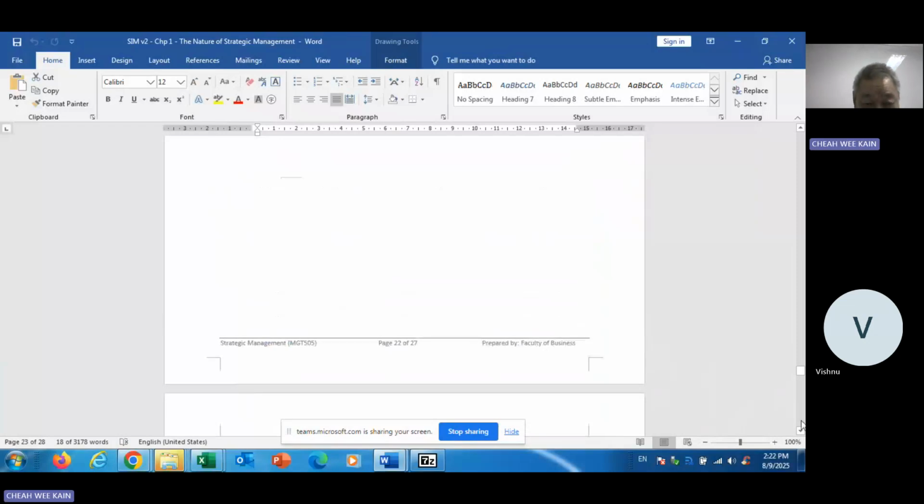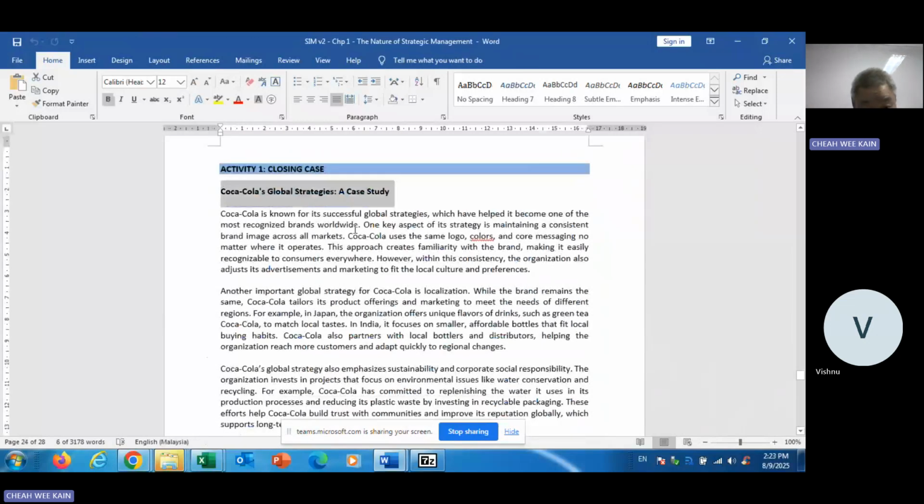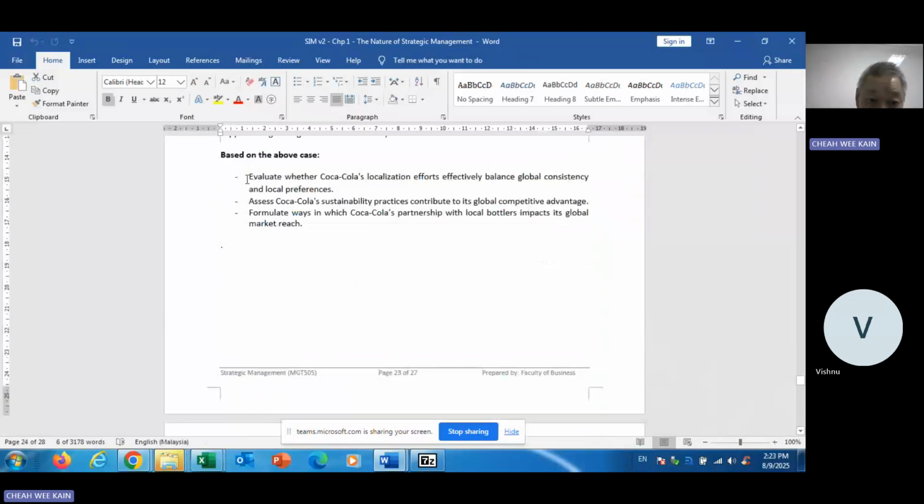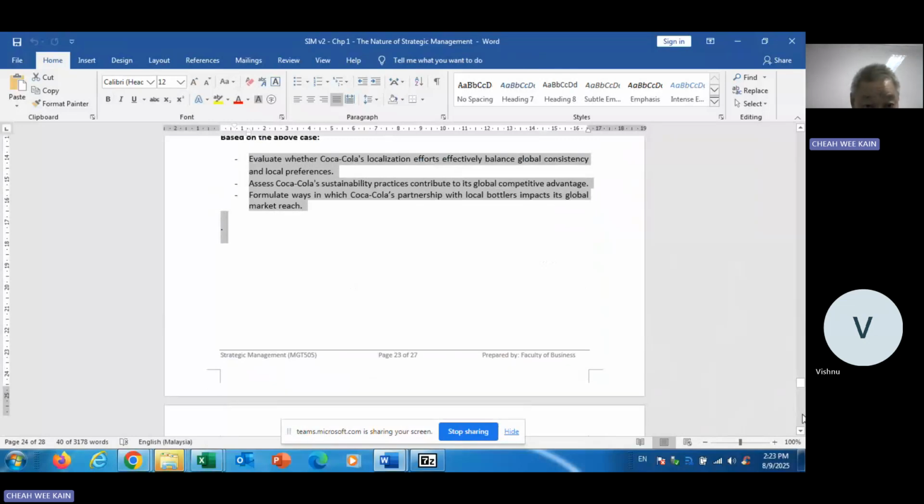Now there's a closing case, the Coca-Cola global strategy. How does Coca-Cola do this globally? Okay. And there are 3 questions here. You don't have to answer in black and white and send to me. The thing is that I want you to read the case study above and then think about it using these 3 questions. This is to train you on understanding strategic management.